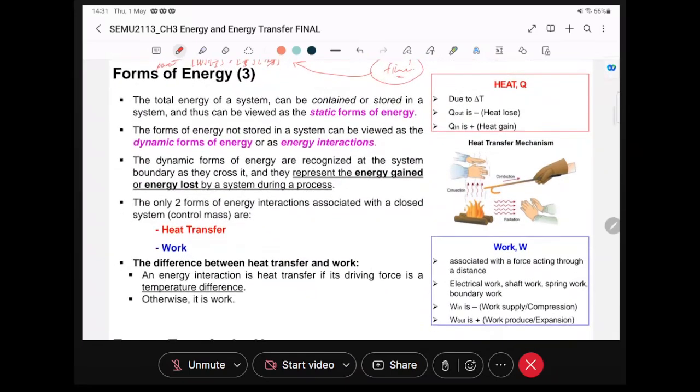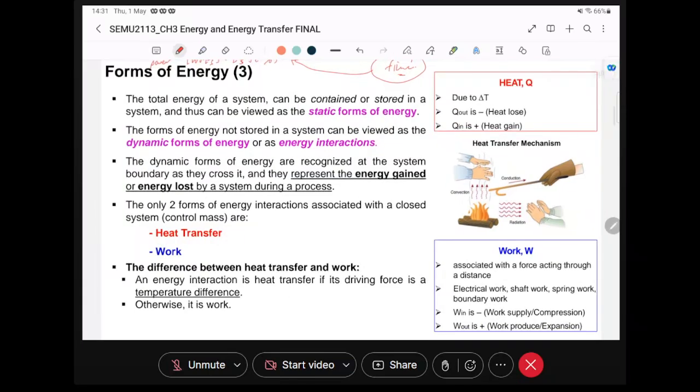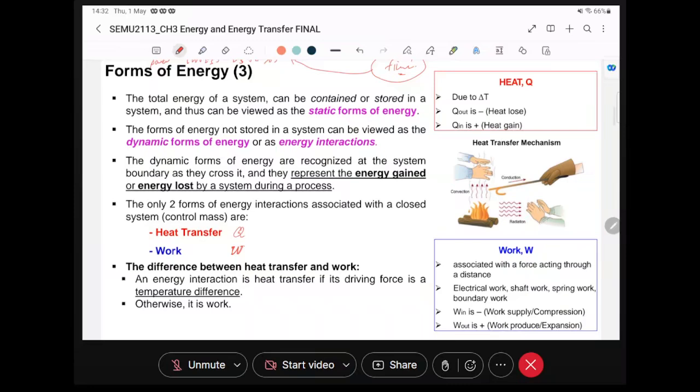And then let's go into what is heat and what is work. Heat we write as Q, work we write as W. This is not the unit, so it's not watt, but the symbol we write as W. Or in specific terms, we write the small q and small w.